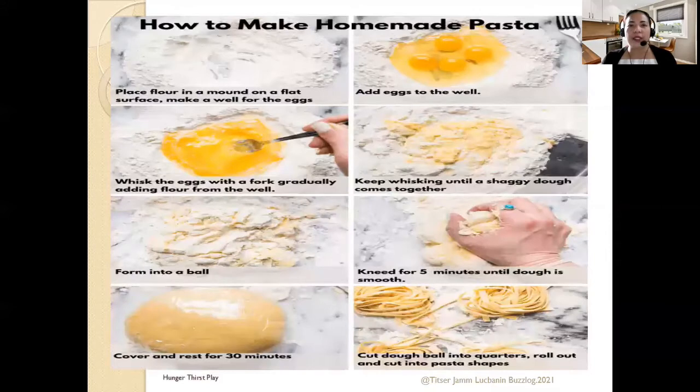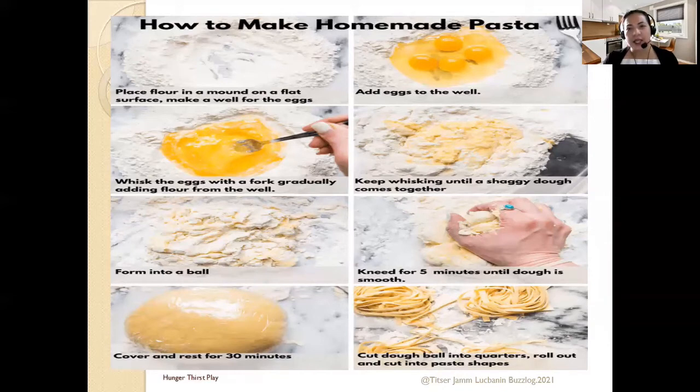And how to make homemade pasta. So ito po nakuha ko din lang sa Google, sa site ni Hunger Thirst Play. So ito po yung kanyang how are we going to make a homemade pasta. So ito na po yung pagkakasunod-sunod. So you need to place flour in a mound on a flat surface and make a well for the egg. So maglagay ka ng flour, then maglagay ka ng well para doon mo ilalagay yung eggs. Ayan. Then i-whisk mo siya.